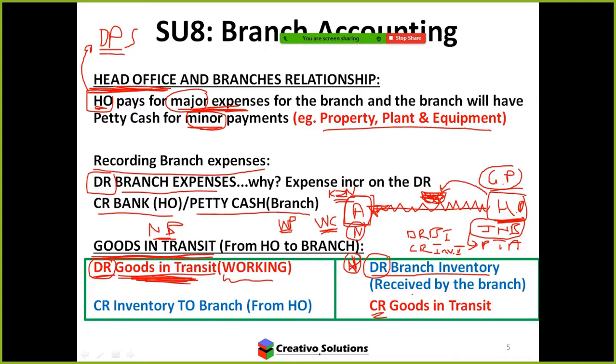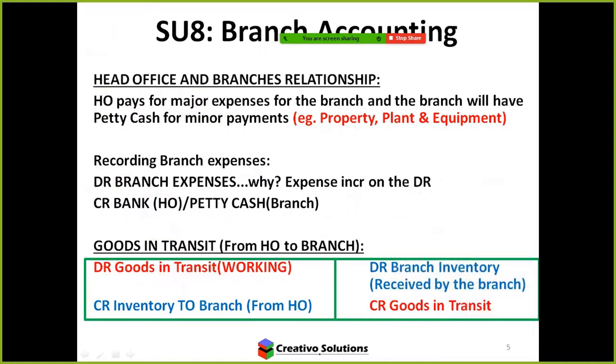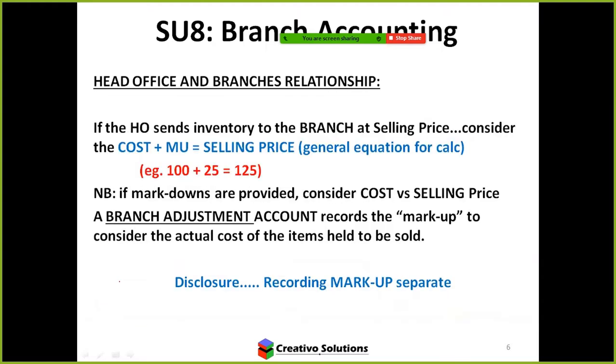Okay, does that make sense? Yeah, so it's basically a working account that will eventually be zero. Correct. Okay, because that credit will cancel with that debit and you're left with what we saw earlier: debit branch inventory, credit inventory.